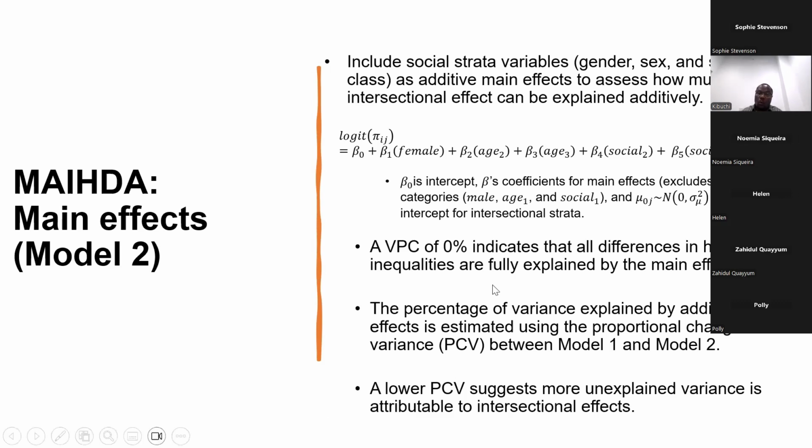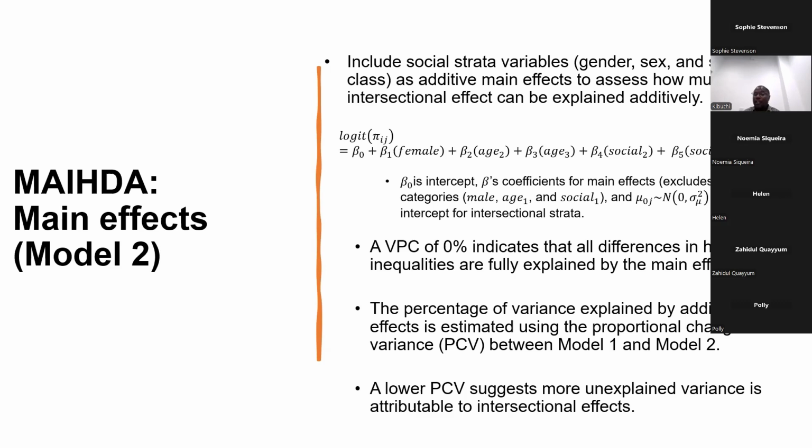And once you calculate a VPC, because you can also calculate the variance partition coefficient for model 2, in this case the main effect model, if you obtain a 0, it will indicate that all differences in healthcare inequalities are fully explained by the main effect. What this implies is the social positions you consider no longer influence health inequalities.